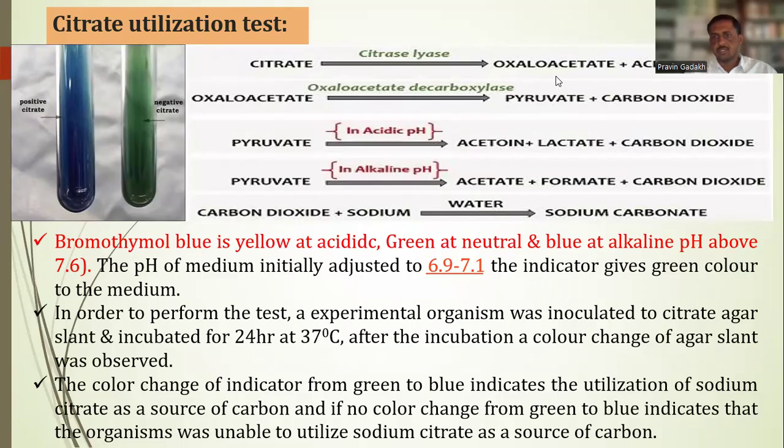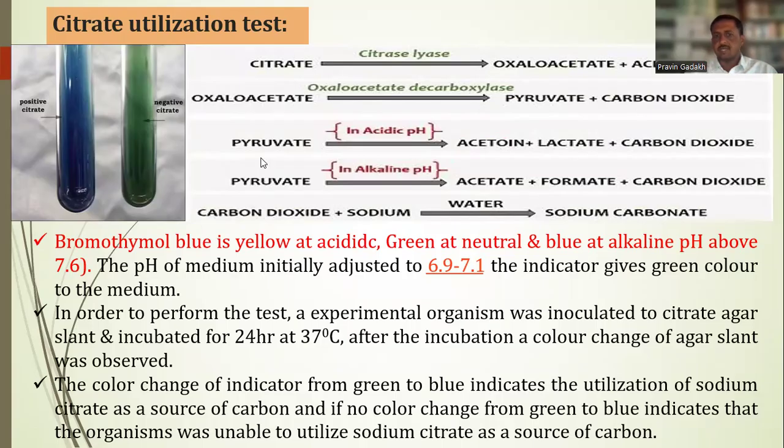So in this reaction, if the organism has the citrate lyase enzyme, it breaks down the citrate and forms oxaloacetate and acetate. After that, oxaloacetate is acted upon by the enzyme oxaloacetate decarboxylase, which forms pyruvate and carbon dioxide.